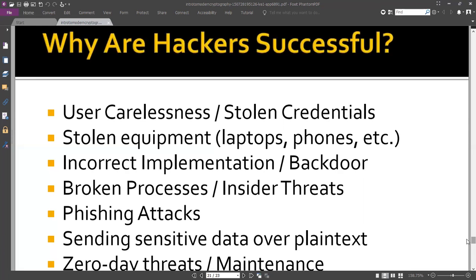Then we have stolen equipment. So hackers can steal your laptop, your phone, and so on. Then we have incorrect implementation or backdoors. This one I've explained in the NoSQL injection topic.